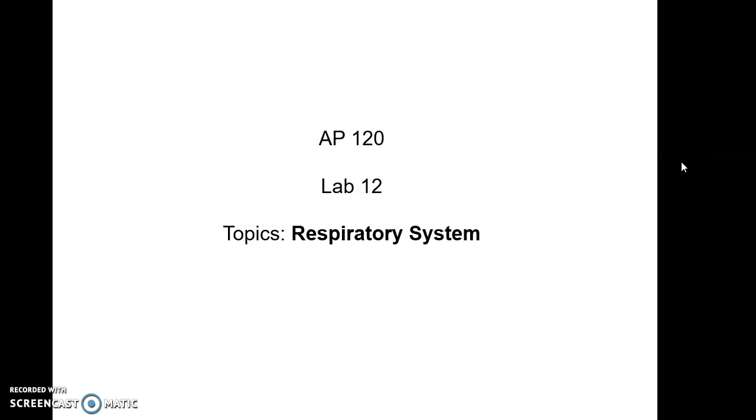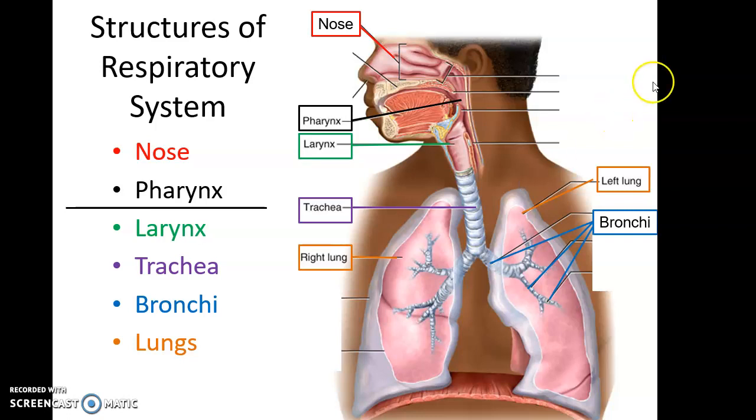AP 120, Lab 12, Topics: Respiratory System. So, we're talking about the respiratory system with the upper respiratory tract, including the nose, nasal cavity, and pharynx, and the lower respiratory tract, including the larynx, the trachea, the bronchi, and of course, the lungs.